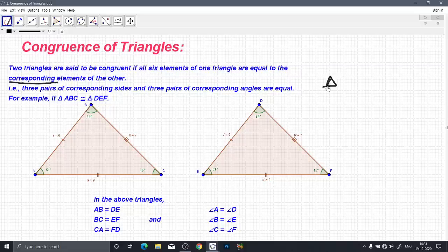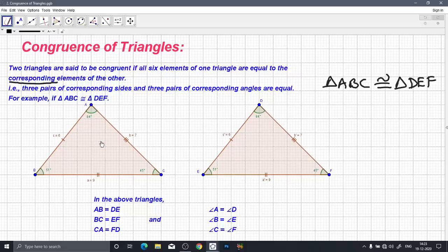What is the symbol? Already I told you: triangle ABC is congruent to triangle DEF. Read it like this, congruent to. Instead of writing the word congruent to each time, we just write this symbol. Triangle ABC is congruent to triangle DEF when all the three sides of this triangle are equal to this triangle and all the three angles of this triangle are equal to this triangle. Then triangle ABC will be the congruent triangle of triangle DEF.